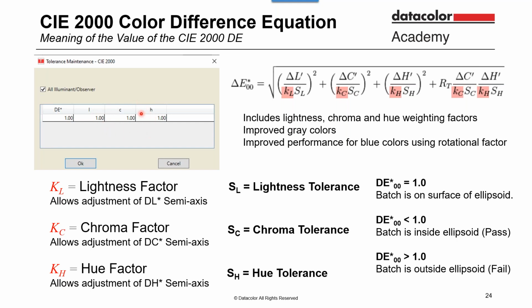I don't have a lot of experience using this in different areas, so I'm assuming you can change these and stretch these around. But right out of the box, CIE 2000 is trying to give you a DE that is the representative of a visual acceptability. Again, same thing with the number. DE of 1 means you're on the surface of the ellipsoid. Less than 1, you're inside, would be a pass. And if your DE is greater than 1, you're on the outside.